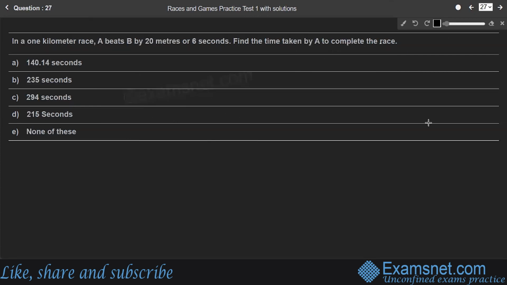Question number 27. In a 1 kilometer race, A beats B by 20 meters or 6 seconds. Find the time taken by A to complete the race. So students will consider a race track of 1 kilometer, right? Here A beats B by 20 meters, or you can consider 6 seconds, right? So find the time taken by A to complete the race.